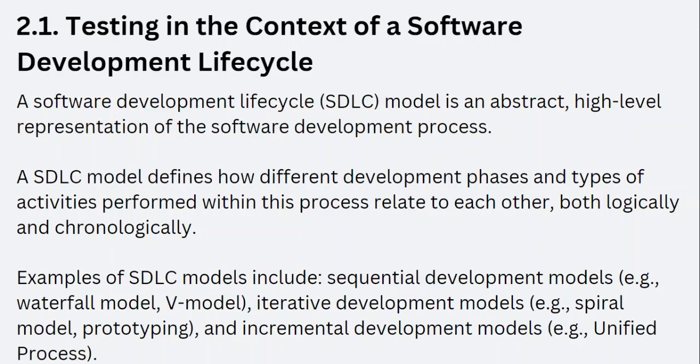Then there are iterative models like the spiral model and prototyping, where development cycles repeat until the product is refined. Lastly, we have incremental models like the unified process, where the project is divided into smaller, manageable chunks. These models help us understand how different phases and activities in the development process fit together both logically and in terms of time.